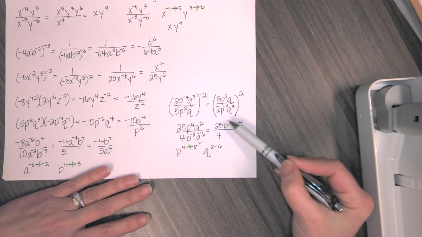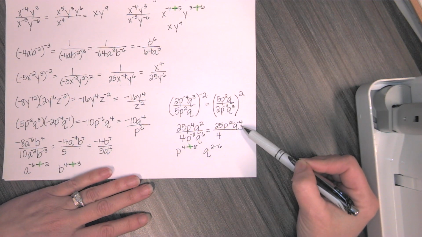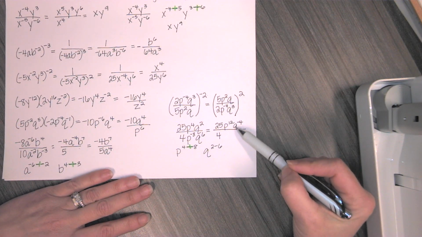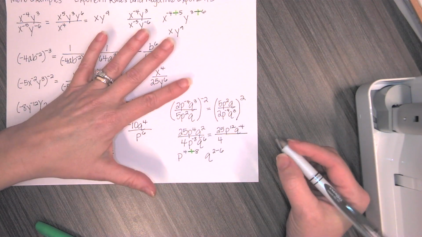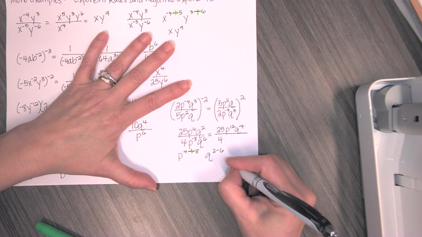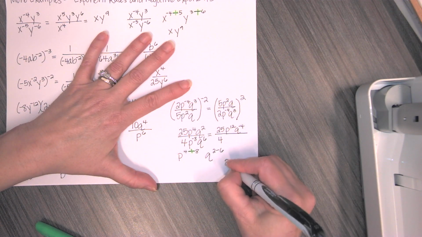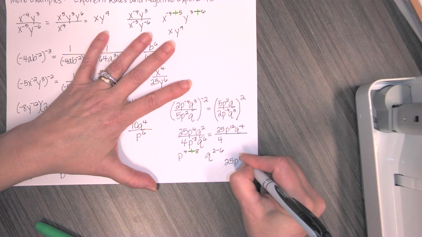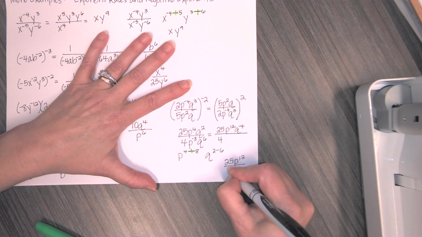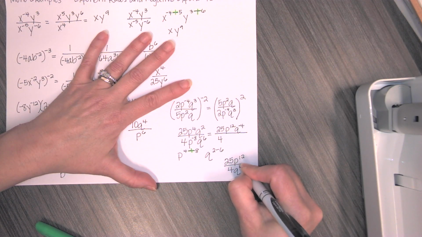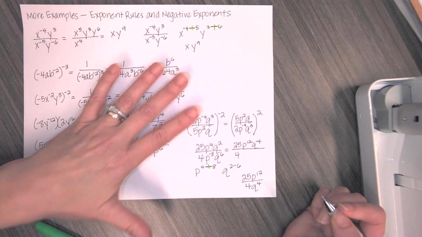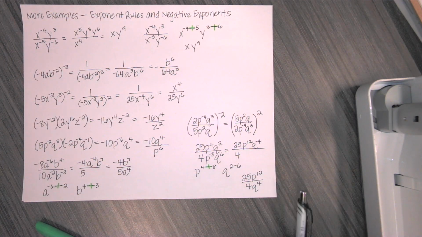So then we examine this answer, and we're almost there. The only problem we have is this q to the negative 4, and we can't have that in our answer. So I'm going to write my final answer right here in the corner. 25 p to the 12th over 4q to the 4th. That is my final answer. No negative exponents.